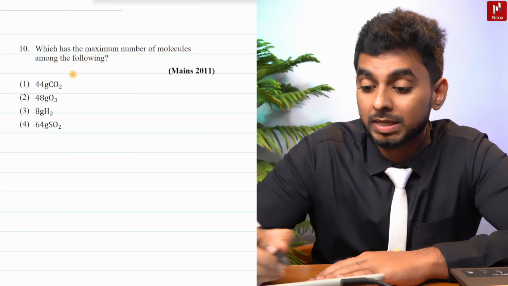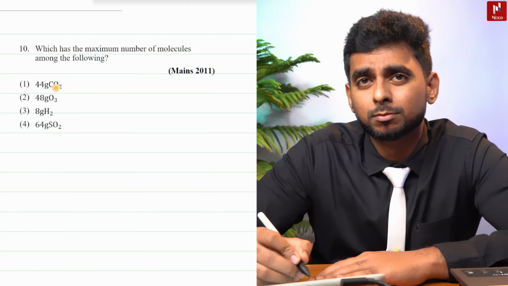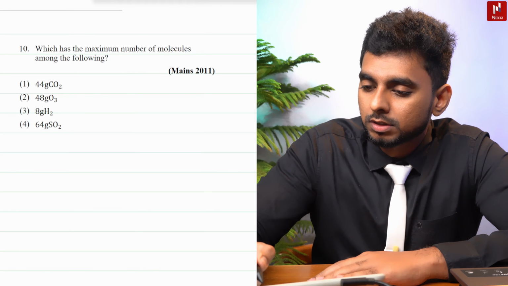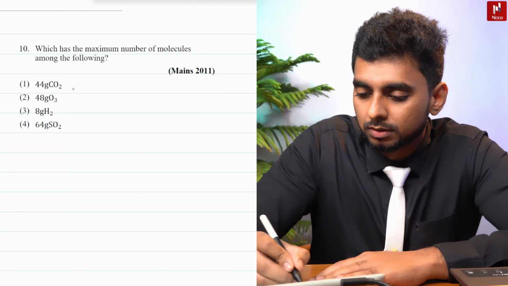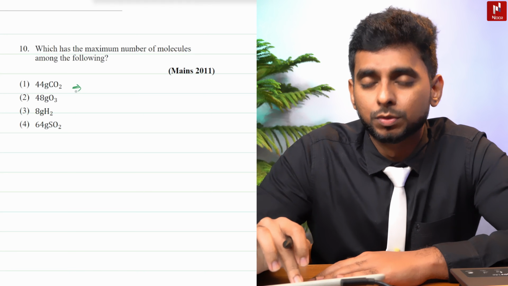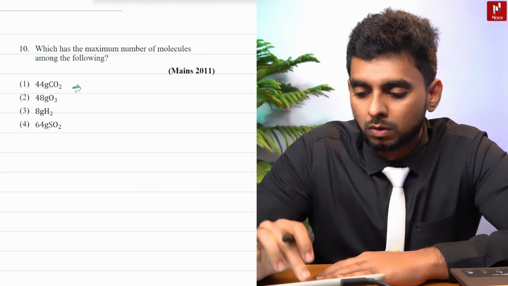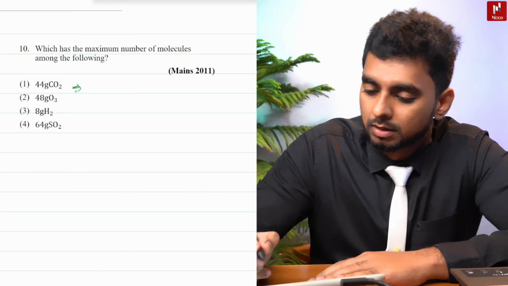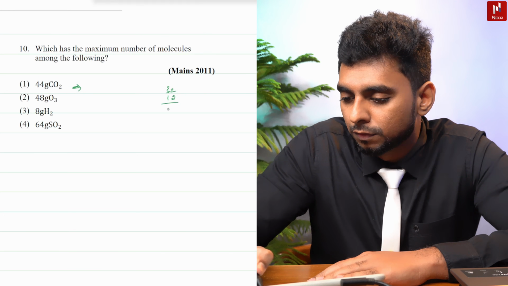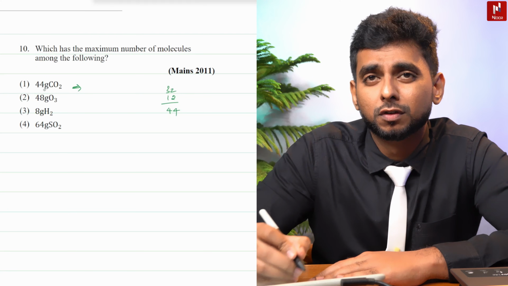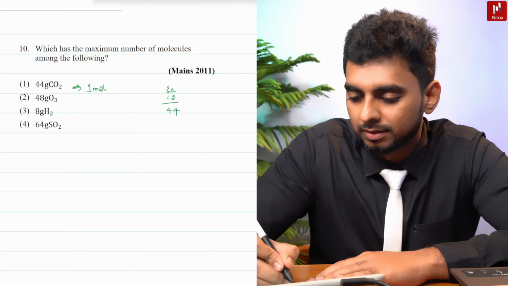So to get the maximum number of molecules, first I'll have to get the molecular mass, right? For the first one, that will be CO2, isn't it? Carbon will be 12. And then for the O2, that's going to be 32, isn't it? So 32 plus 12 will give you 44, right? So it is 44 gram of CO2, therefore that will be equal to 1 mole. That's straight away, easy one.